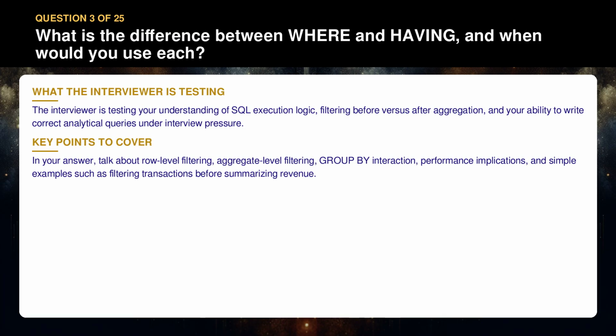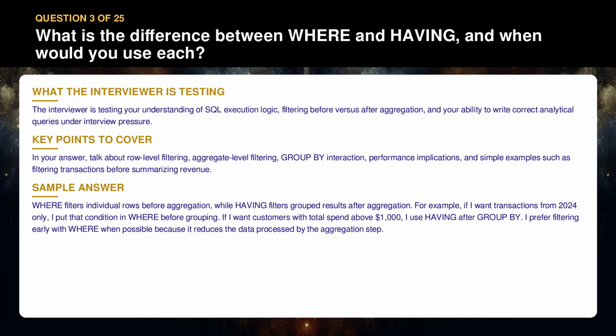Where filters individual rows before aggregation, while having filters grouped results after aggregation. For example, if I want transactions from 2024 only, I put that condition in where before grouping. If I want customers with total spend above $1,000, I use having after group by. I prefer filtering early with where when possible because it reduces the data processed by the aggregation step.